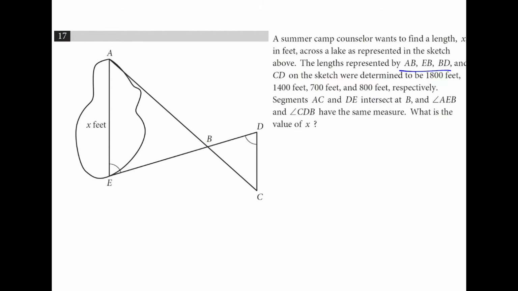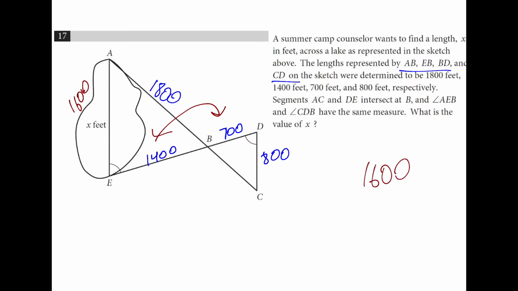They give us these 4 lengths, so we can find that there is a proportion, a 2-to-1 ratio. So I'm going to take 800 and multiply by 2 to get 1600 over here, which is the answer. This one would be 900.